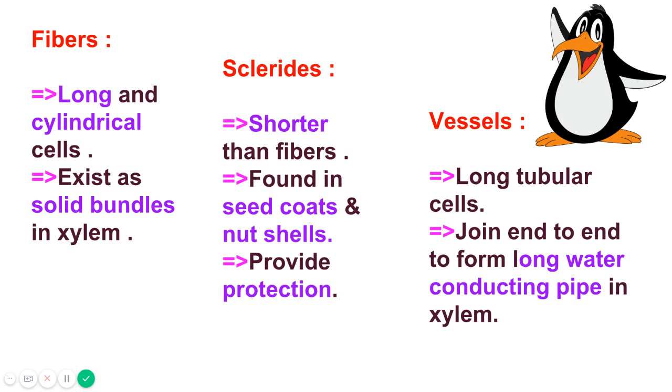Fibers exist as solid bundles in xylem, and sclerides are found in seed coats and nutshells and provide protection. And vessels join end to end to form long water conducting pipes in xylem.